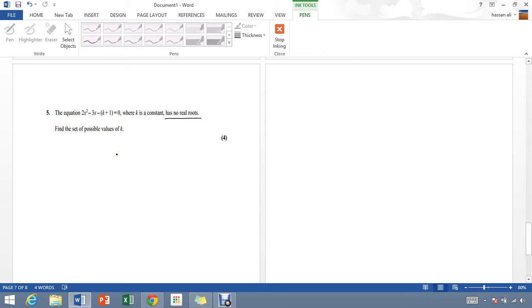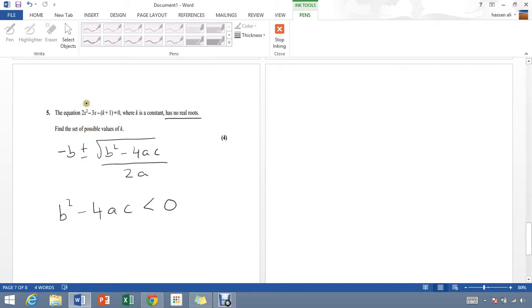Now, if you recall the equation for solving quadratics, it was minus b plus or minus the square root of b squared minus 4ac all over 2a. Now remember we can't square root a negative number, so for this equation to have no real roots, no solution, this bit here has to be less than 0. So b squared minus 4ac has to be negative. Okay, so this bit has to be less than 0.